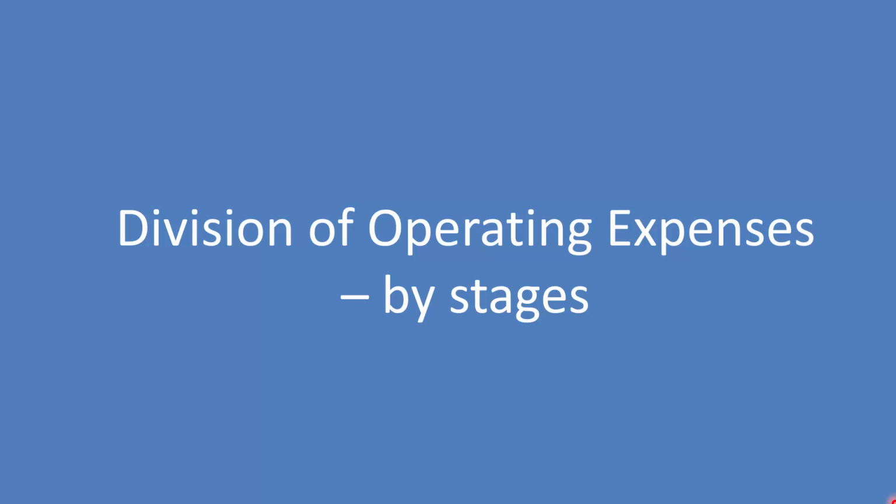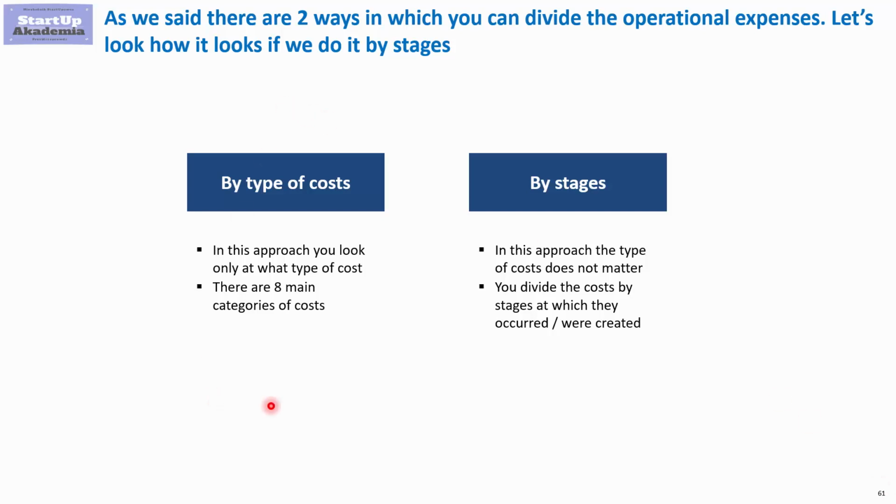Division of operating expenses by stages. In the previous lecture, we discussed dividing costs by types. Now we'll move on to dividing costs by stages. Just as a reminder, here what matters is not the type of a cost, but rather the place where it occurs. And there are plenty of ways to do that.